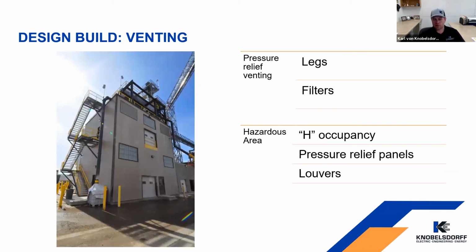Venting is another important part of new facilities or add-ons. Having pressure relief venting on your legs and your filters. Taking your H occupancy areas where you maybe have a hammer mill room or your grinding rooms, and having pressure relief panels out of those rooms and louvers, just being cognizant of where that equipment is getting installed and trying to keep the hazardous equipment that does produce sparks and can cause issues away from personnel.